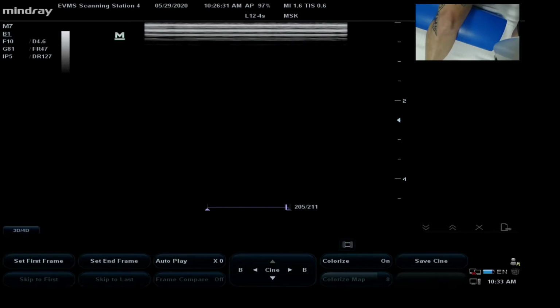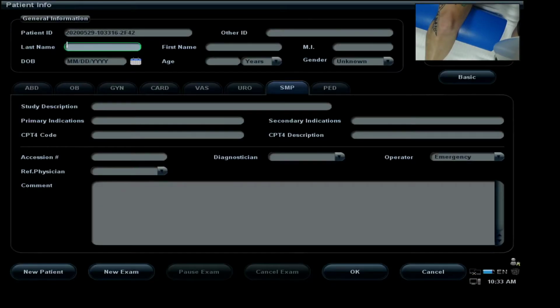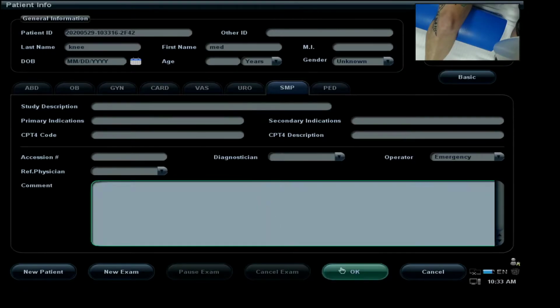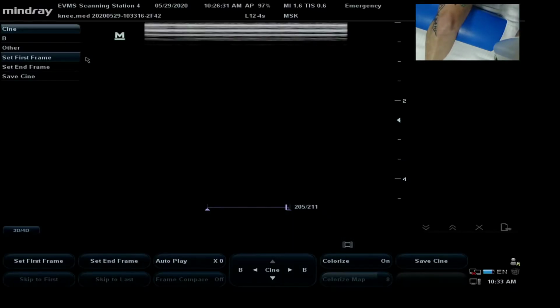And of course we'll want to go to our patient data, and our patient data will show us in the last name we want the structure of interest. And in this one, since we're going to be doing several images of the knee, let's just go ahead and put knee in the last name, and your first name is just going to be the class that you're in, and I'll just put MED in, just as a placeholder. And once you have that in, you press your OK button, and that will take you right back to your screen.